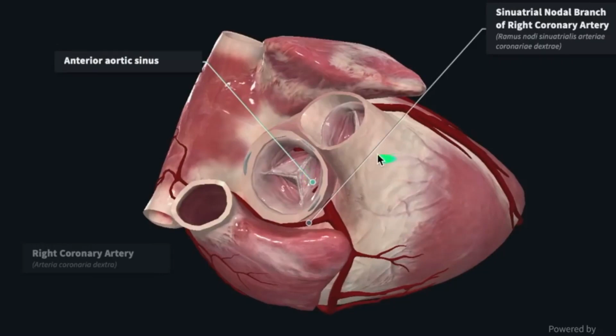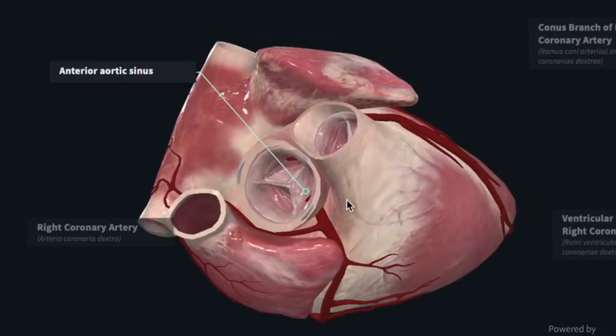It passes between the pulmonary trunk and the right auricle to descend along the atrioventricular groove. One of the initial branches, the sinoatrial branch, will pass between the ascending aorta and the right auricle to form an arterial ring around the superior vena cava. In 60% of individuals, the SA nodal branch will arise from the right coronary artery, though in some it may arise from the left circumflex artery, which we will visit later.